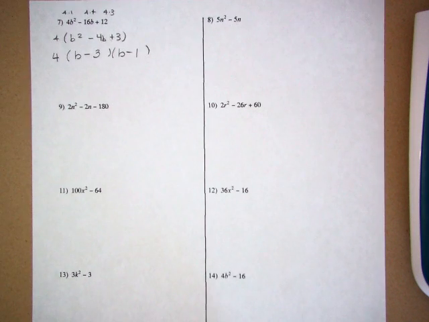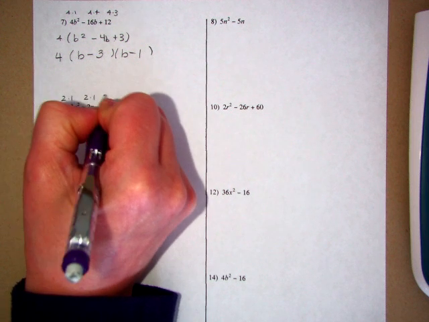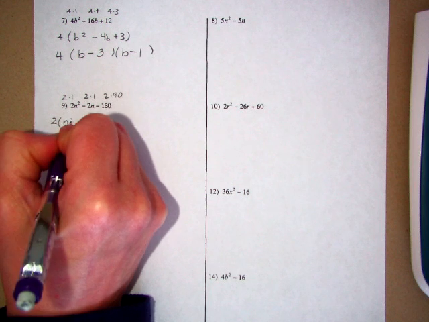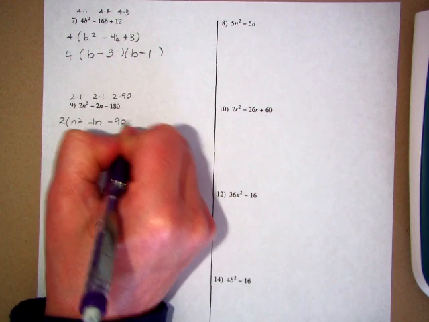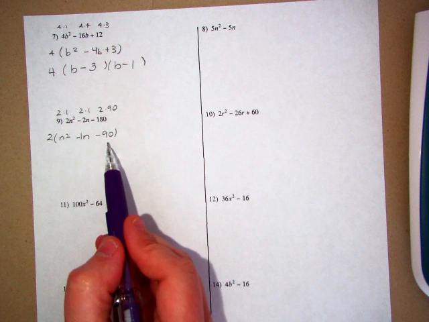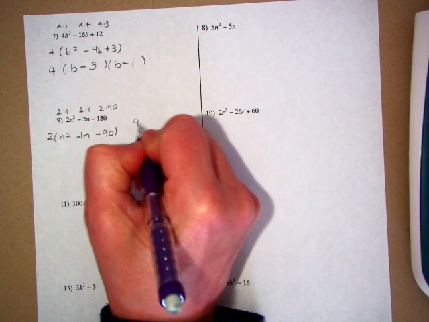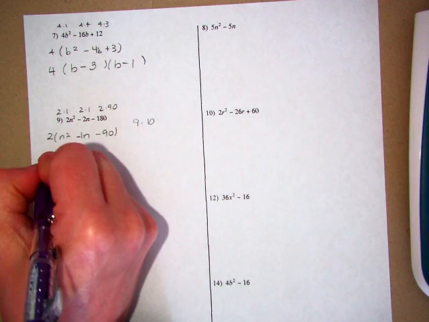Okay. Moving on to number 9. 2 times 1, 2 times 1, 2 times 90. 2 times n squared minus 1n minus 90. 90 is tricky because you need two numbers that multiply to give you 90 but subtract to 1. In this case, that's going to be 9 times 10 because when you multiply you get 90, but when you subtract them, you're going to get 1.